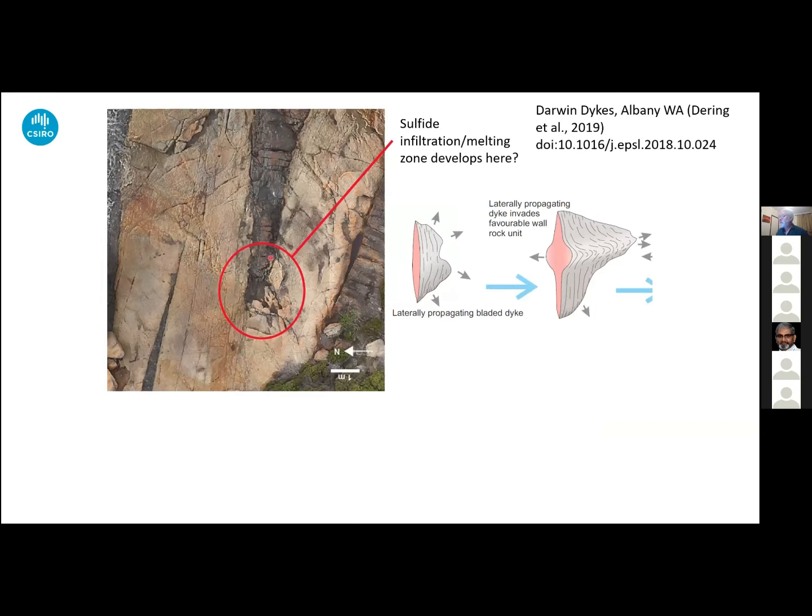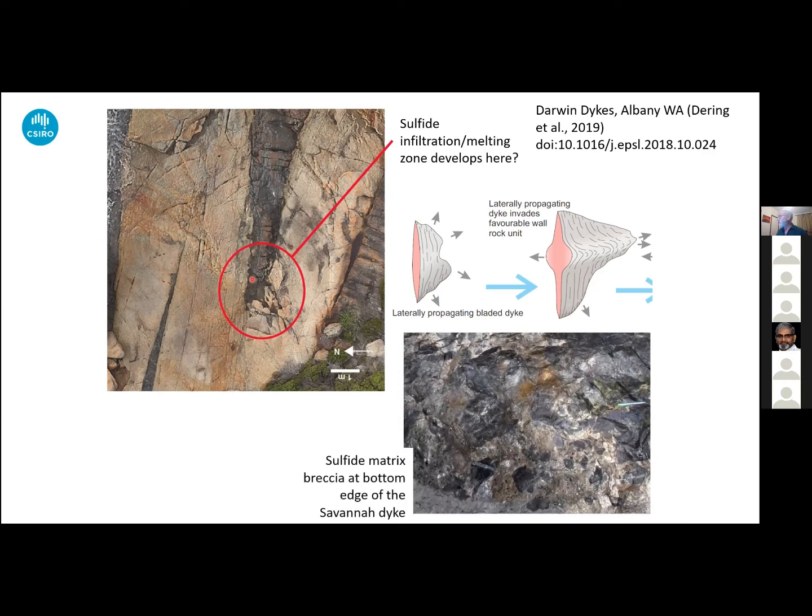A large part of what's governing that is the kinds of structures which develop at the tips of propagating dikes. They generate sets of fractures which actually travel ahead of the dike. The magma then exploits those fractures. If there's sulfide being carried here, that sulfide is particularly going to exploit those fractures at infiltration melting fronts, which is what I'm going to show you a bit of evidence of shortly.